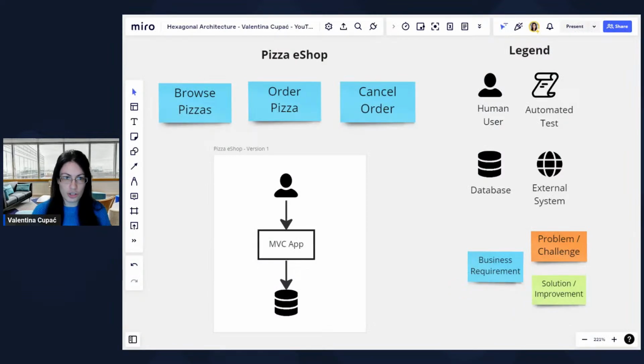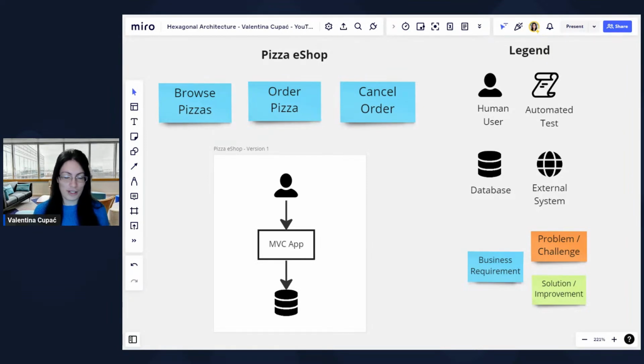So I'm sharing my Miro screen. I hope that everyone can see it. Feel free to write any comments in chat. I hope that the font and everything else is fine. So let's get started with the actual scenario that we have here.